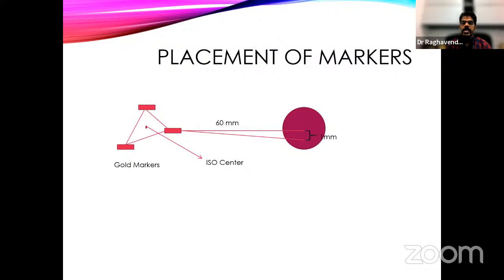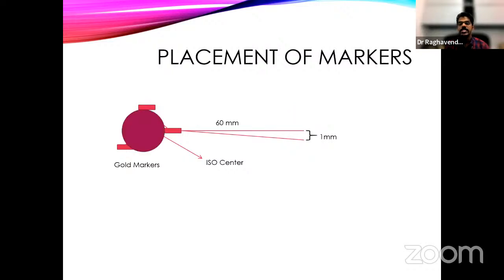So where to put it? Remember, if your gold marker is placed here and your isocenter is something here and you are trying to treat here, for every 60 millimeter, by Pythagoras theorem, you calculate it. Every 60 millimeter of distance from the tumor center to your isocenter, you are adding 1 millimeter of inaccuracy in the linear accelerator as well as in the CyberKnife. This is the take-home message.